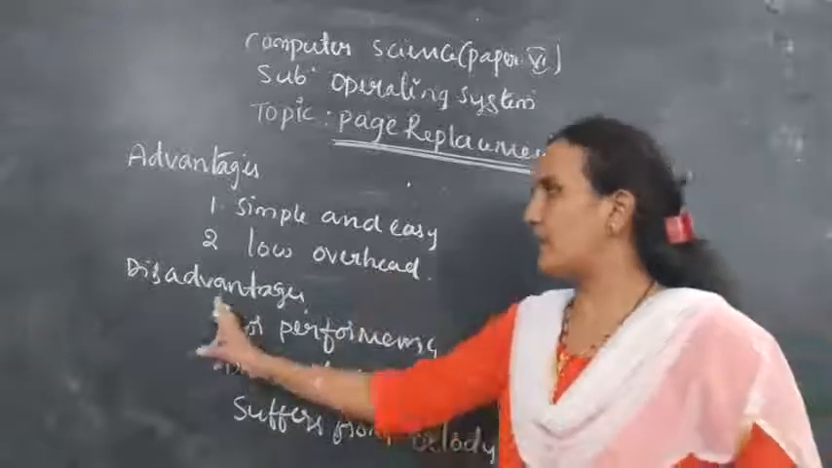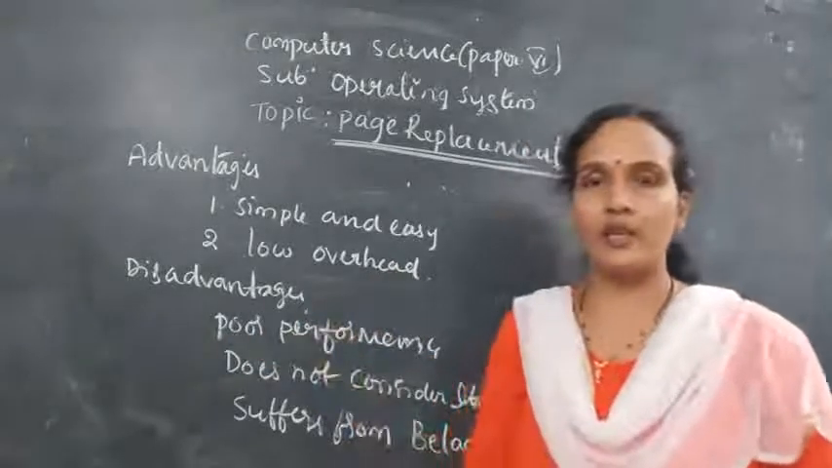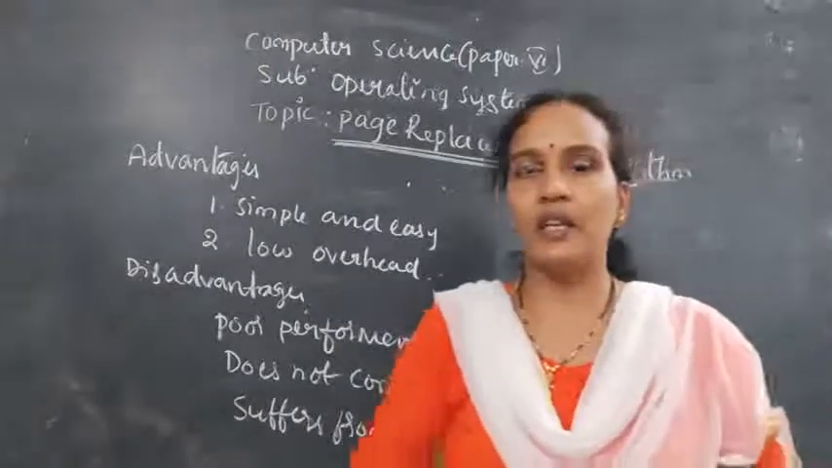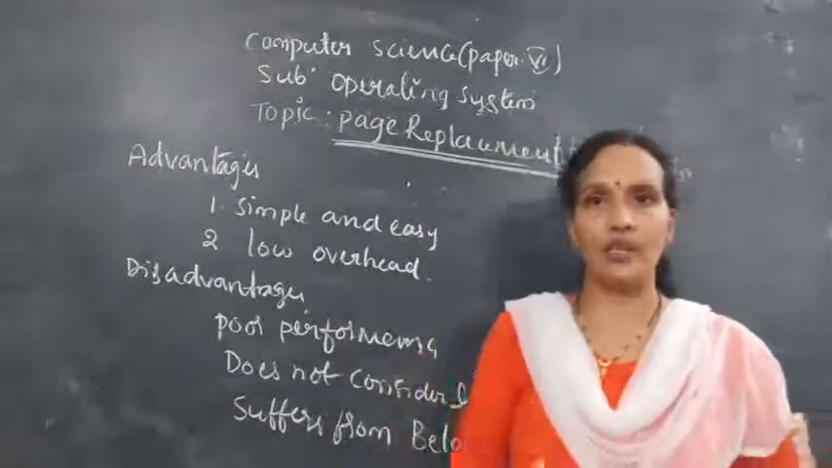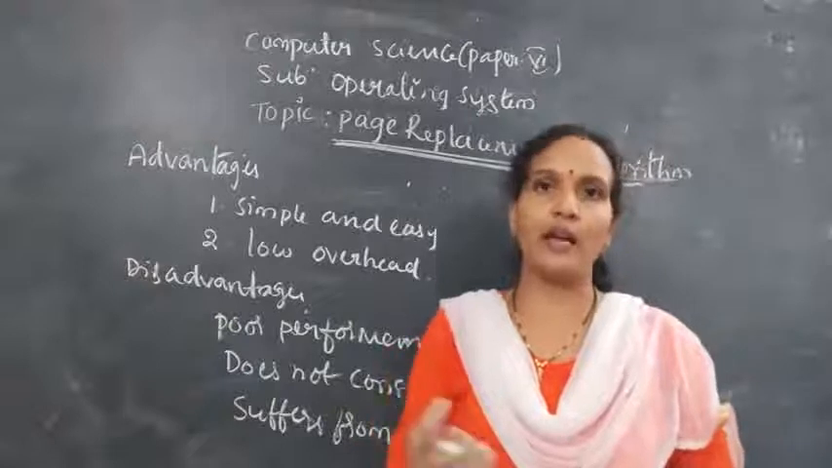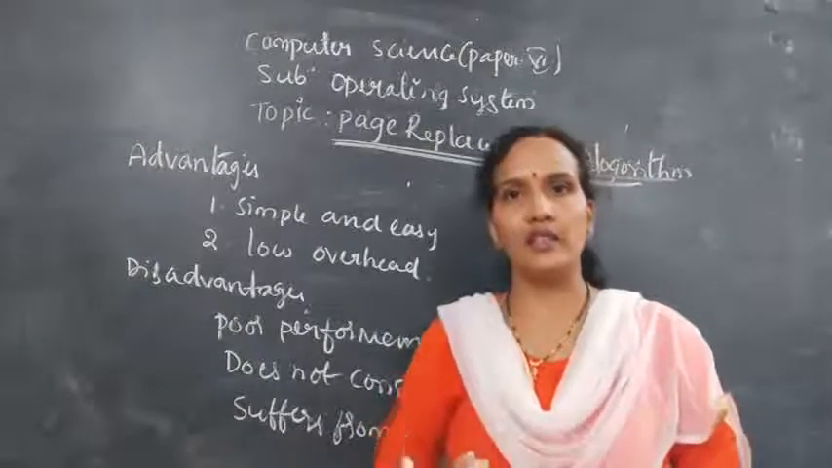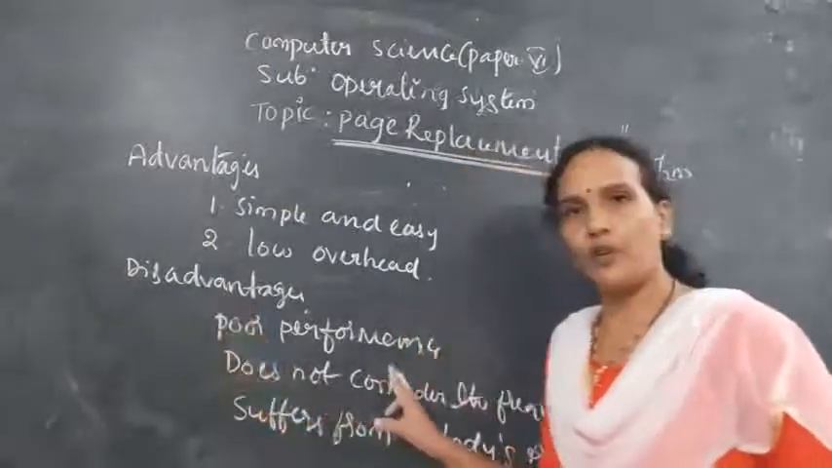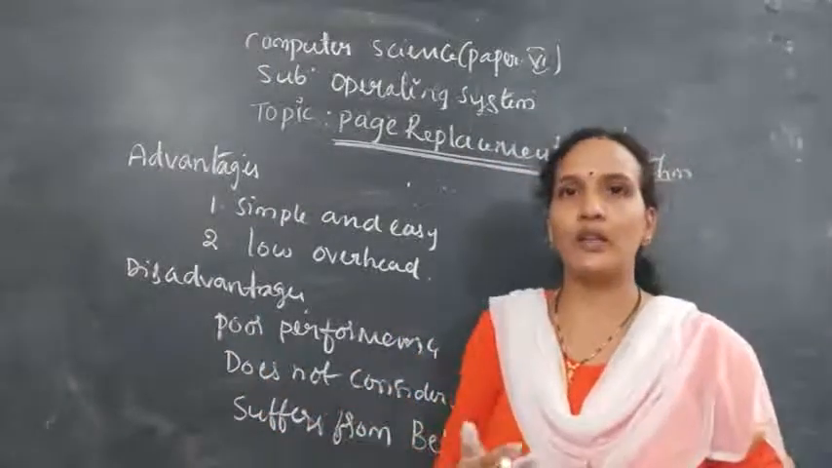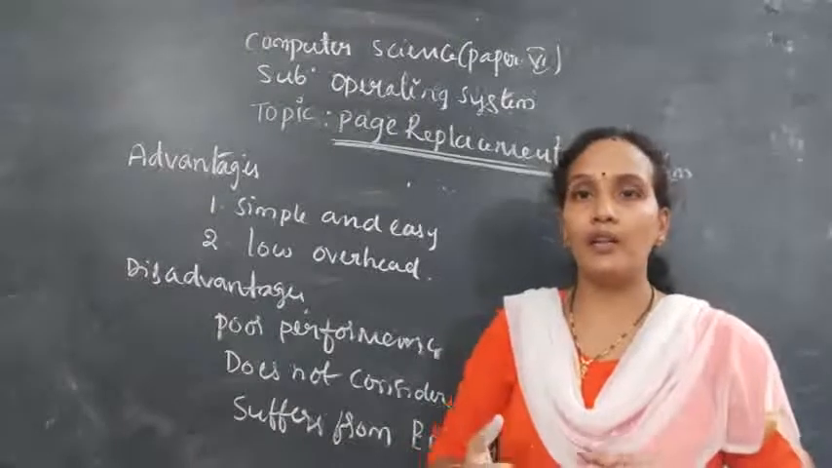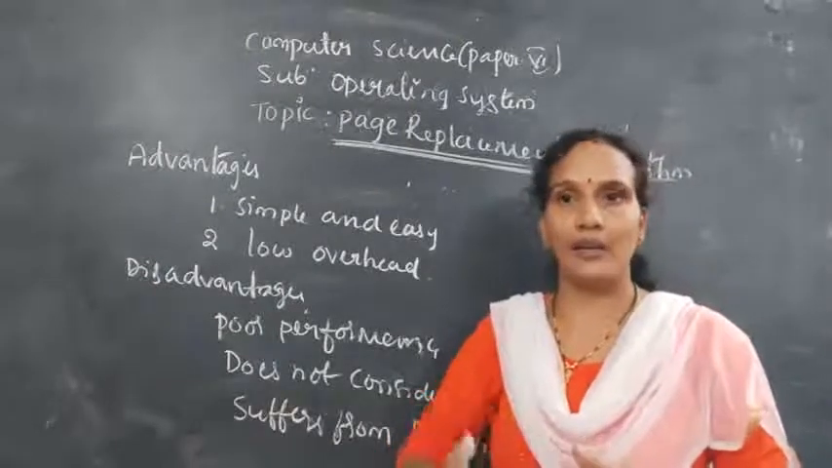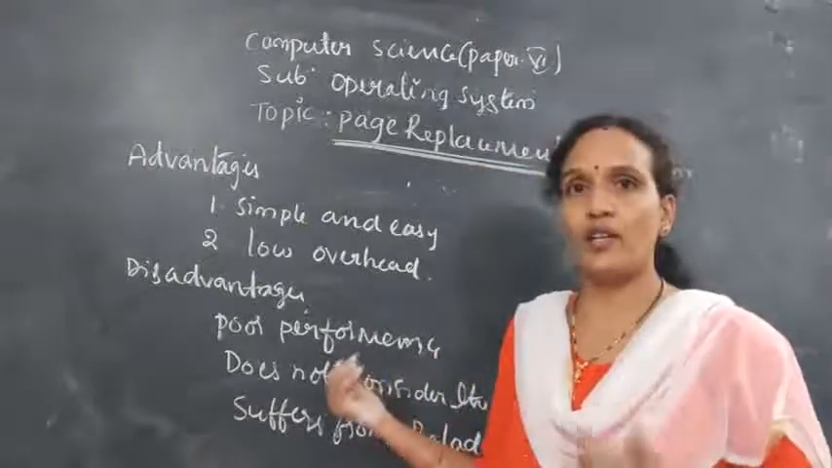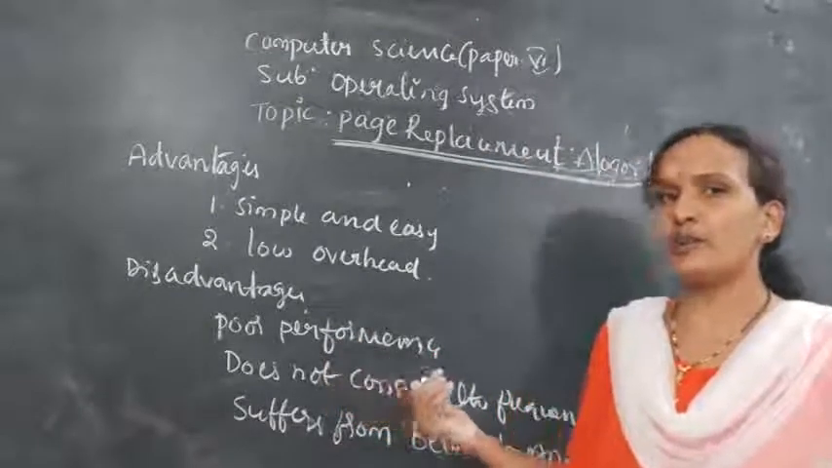Now come to the disadvantages. What disadvantages do you have? Poor performance. Poor performance means the page fault ratio is more compared to the other algorithms. When we discuss the optimal and least recently used algorithms, we will discuss this point. Compared to other algorithms, this algorithm's page fault ratio is more and its page hit ratio is less.